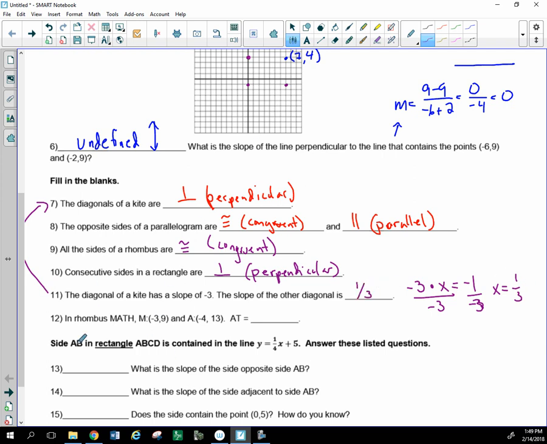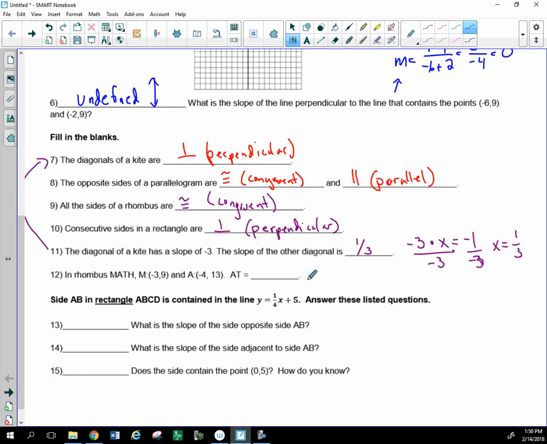And then finally, in the rhombus MATH, MA is these two ordered pairs. They're asking us for the length of AT. Remember that when we're trying to find the length of something, we're going to use the distance formula. And since in a rhombus all the sides are congruent, if I find the length of MA, that's the same as the length of AT.